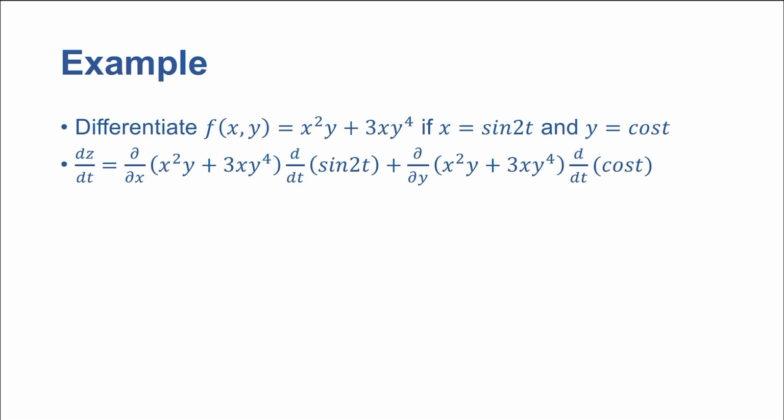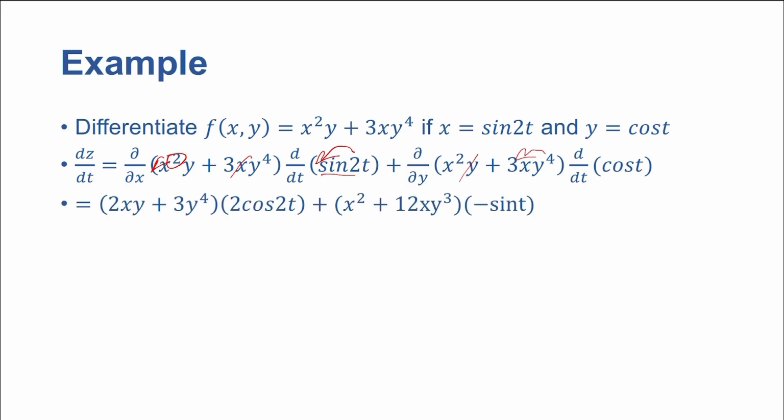Now to do this, here we move the 2 down, y stays constant. Here we get rid of the x. Here we bring the 2 out with the chain rule, change this to cosine. Here y goes out, here we bring down the 4, y goes down to 3, and then here we go to negative sine of t. So what we get is 2xy plus 3y to the fourth times 2 cosine 2t, plus x squared plus 12xy cubed times negative sine of t.